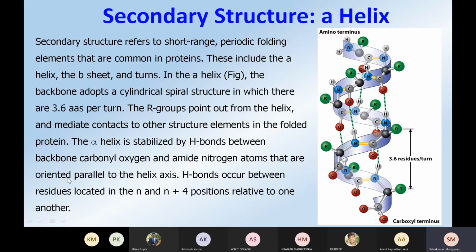and mediate contact to other structural elements in the folded proteins. Okay, and the alpha helix is stabilized by hydrogen bonds between the carbonyl groups and the amide nitrogen atoms, oriented parallel to the helix axis. That is how the alpha helix structure is forming. The hydrogen bond occurs between residues located at the N and N+4 positions, leading to the turns. And it is not always ideal; it depends on the types of amino acids present in each protein as well.